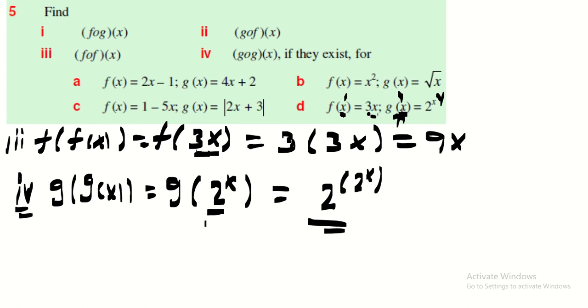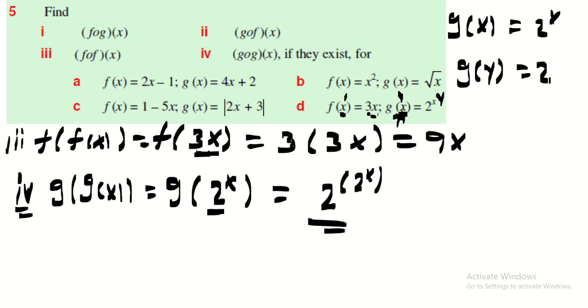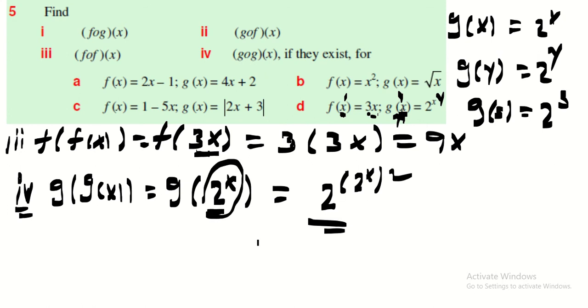Because our input is 2 to the power of x. So for g, the g rule says what? G of x is already 2 to the power of x. What if it is g of y? 2 to the power of y, always. What if it is g of something? 2 to the power of something. So our something here, as you see, is this one. So that something is going to be taken as an exponent. So that's the way how question number 5 will be completed in this manner. Good luck. Okay, let's continue to the next question.